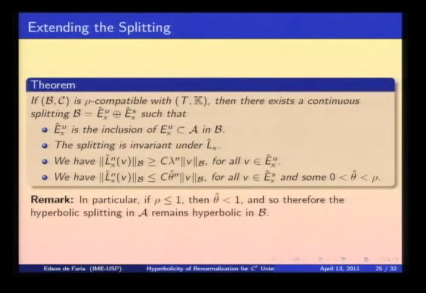Okay, so the theorem is that if you have two Banach spaces and this pair of spaces is rho compatible with this TK, then the splitting extends. You have a splitting of stable and unstable spaces, and the splitting continues. But you just have some sort of separation in the spectrum. You cannot really claim that if you had a hyperbolic splitting in the original space, you now have a hyperbolic splitting again. You can only guarantee that if this rho is less than or equal to 1.